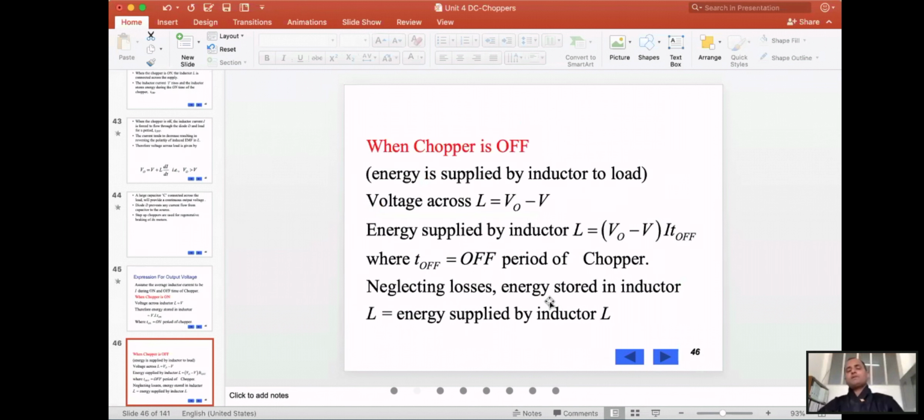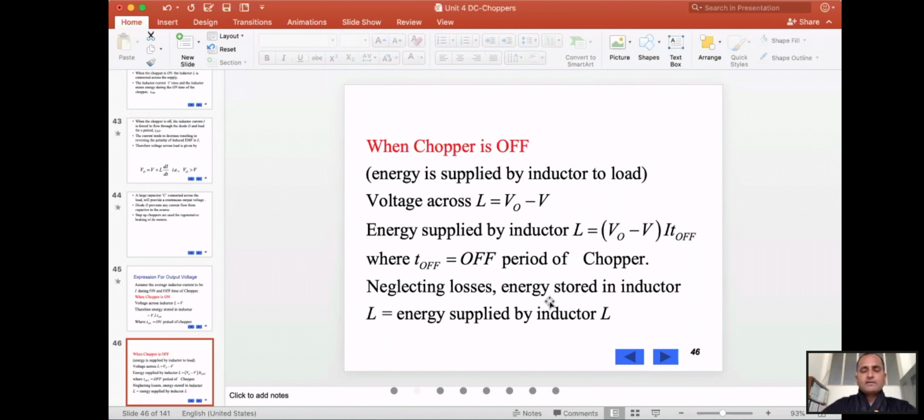Similarly, when the chopper is off, the input voltage is 0, so energy is supplied by the inductor to the load. Whatever energy is stored during the on period will be supplied by the inductor when the chopper is off. The voltage across L will be V naught minus V. So the energy supplied by the inductor when the chopper is off is V naught minus V into I into T off. This is the off period of the chopper.